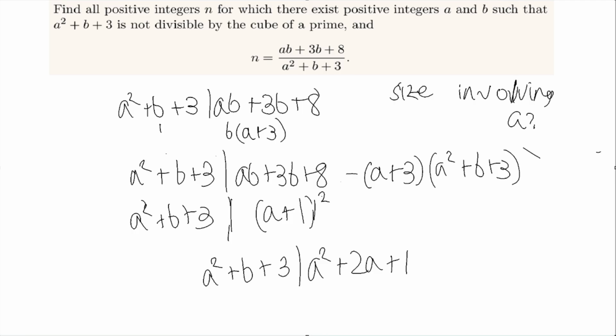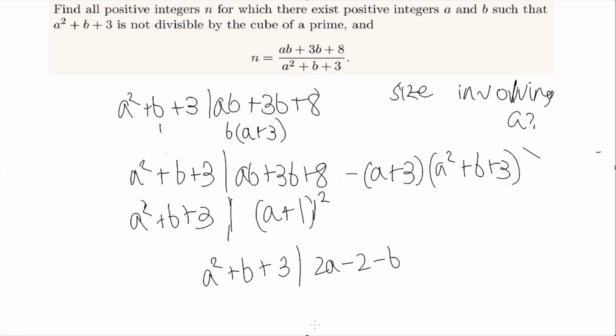And now this looks very, very interesting, because now we can try bounding it in terms of a. Because now we have an a squared here and an a squared here. The degree of both sides is 2. So let's use the Euclidean algorithm again. And this time we can subtract a squared plus b plus 3. And when we do this, we get, I think, 2a minus 2 minus b.